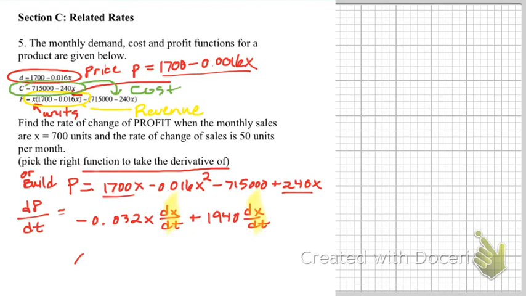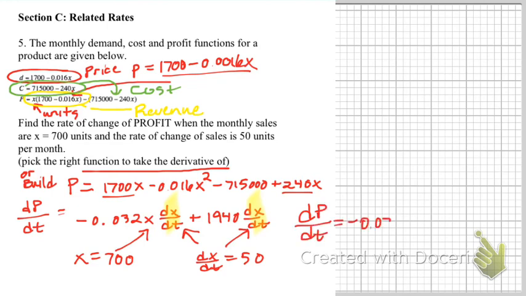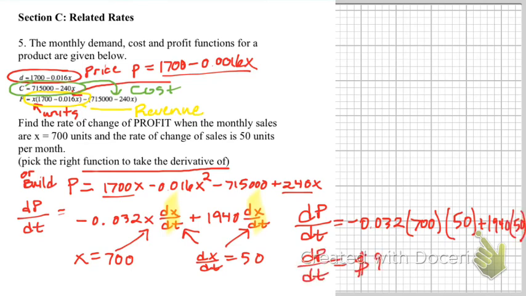So anything you actually take the derivative of, you have to do it as you would, as we have all along, but then add the dx/dt at the end. So there's the nice derivative. Now we're going to sub in the values we know. 700 for x, dx/dt is 50. Drop those in there. And then we're home free. We substitute those values. You can see them there. Calculate. And things look pretty good. I think there's going to be a nice profit change here.